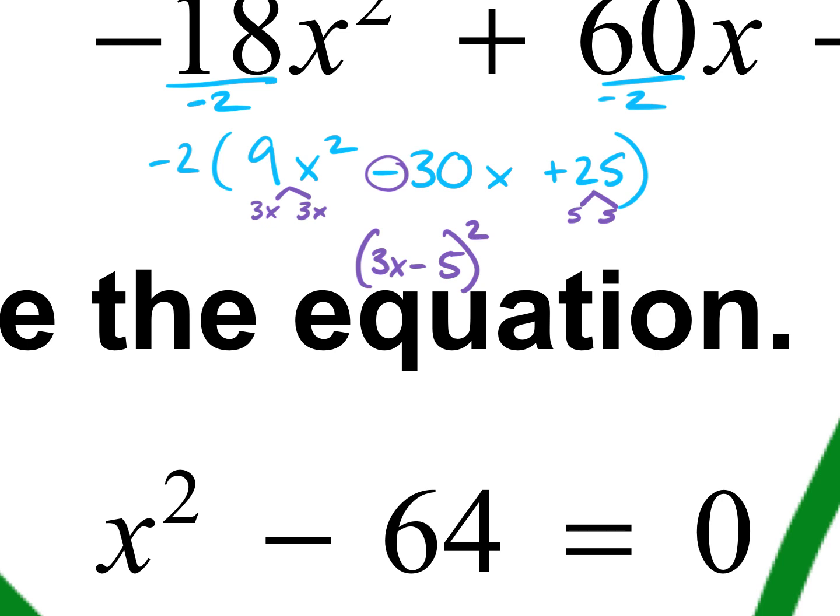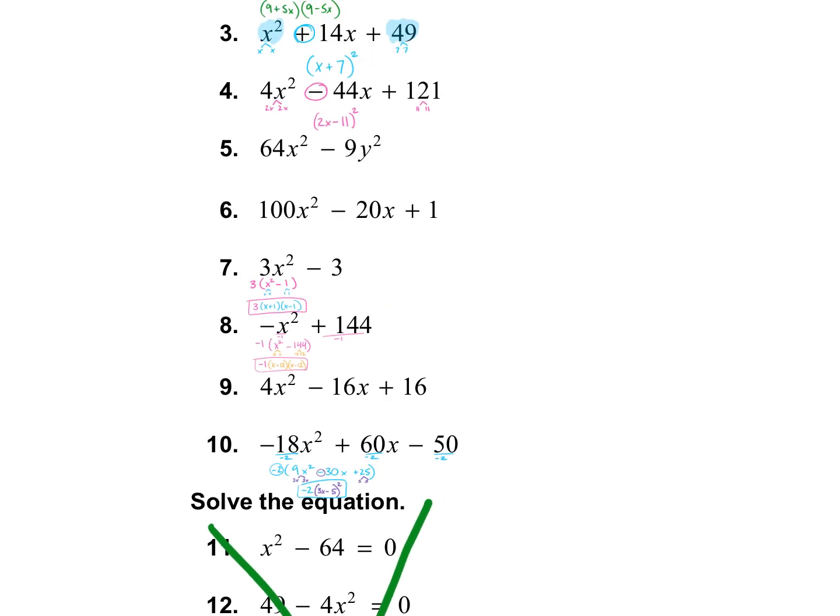What am I missing from my answer? The negative 2, the GCF that we took out in the beginning. So this would be our answer. So from this one, you guys have to do 5, 6, and 9 on your own.